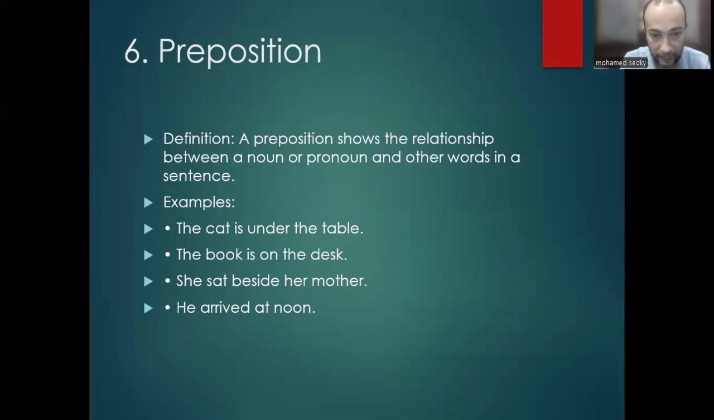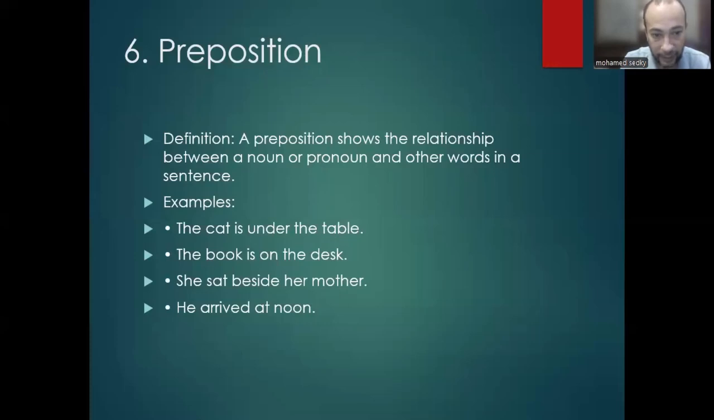The cat is under the table. So here the word under is more related to the table. Yes. So here it links the cat, or the place of the cat, and where the cat is.